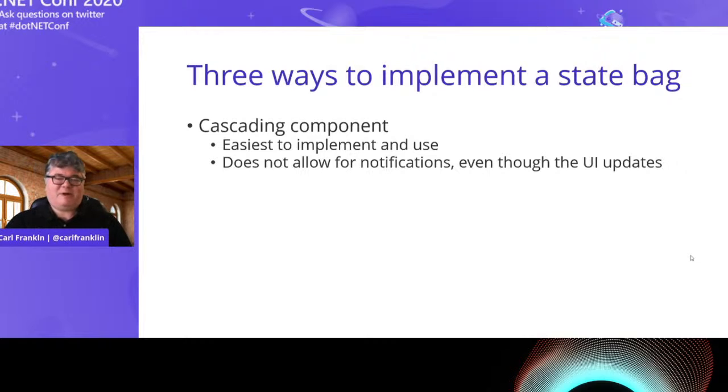What I mean by that is when you change a property on an object in a cascading component in any page, any other page that is bound to that property is going to immediately update. However, if something like the toolbar or a page or some other component needs to know, needs to get control, needs an event handler when that happens, you can't do it with a cascading component, as far as I know.